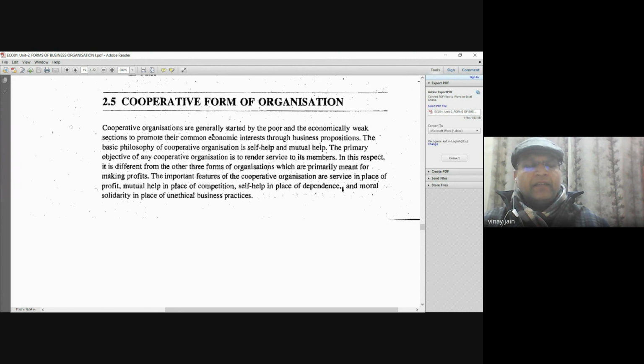But when we are talking about the cooperative form of organization, it is a kind of society that we can start up, and the members are themselves the beneficiaries, and they are the active employees also. So therefore this is called cooperative form of organization, or cooperative societies, you can say. If we just go by the text, you will come to know.